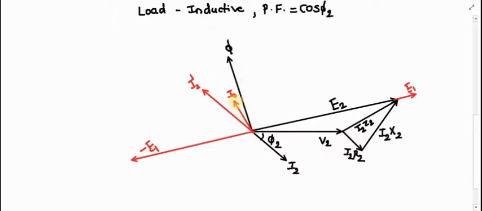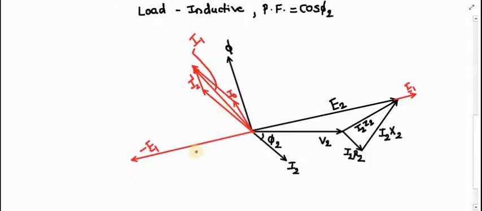So I will draw one line from the I2 dash which is parallel to I2 dash like this, and I will draw one line from the I2 dash tip which is parallel to I0, and in this way I will take the vector sum. So this will be your I1. What is this current? This current will be your I1.